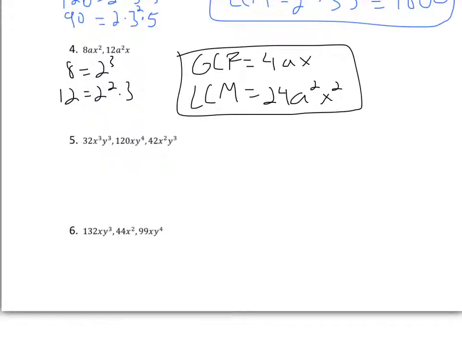Now number 5 here, we're dealing with a little bit bigger numbers. We're going to break those down. It's going to be 16 times 2, which is 2 to the 5th, obviously. Okay, so we got 2 to the 5th for 32, 120 here. We can do 12 times 10, which is 2 to the 3rd times 3 times 5. And 42, 7 times 6, so 2 times 3 times 7. Okay. Now the greatest common factor, least common multiple part of it.